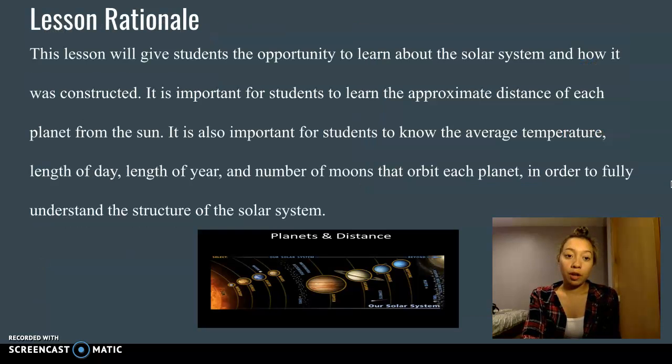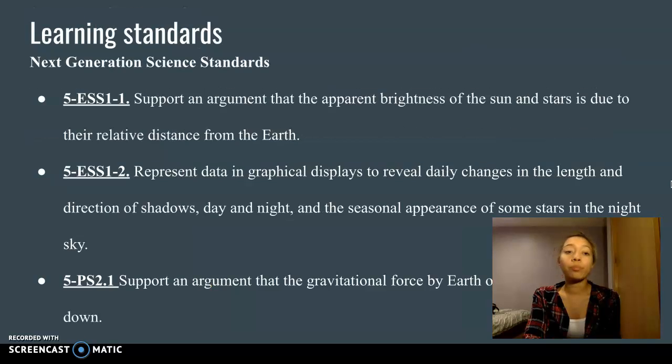For the lesson rationale, this lesson will give students the opportunity to learn about the solar system and how it was constructed. It is important for students to learn the approximate distance of each planet from the sun. It is also important for students to know the average temperature, length of day, length of year, and number of moons that orbit each planet in order to fully understand the structure of the solar system.